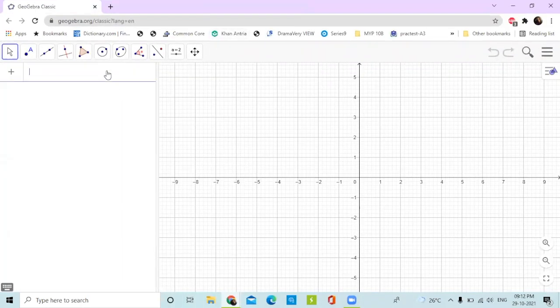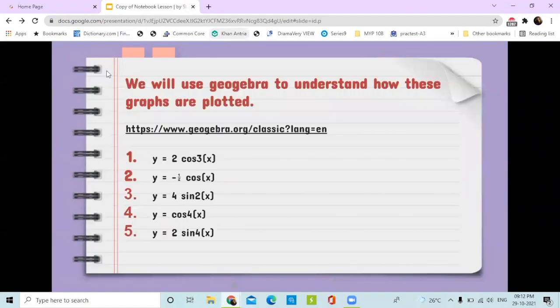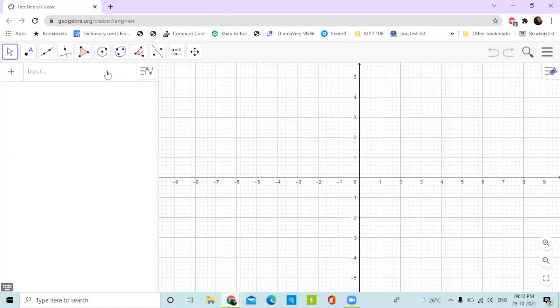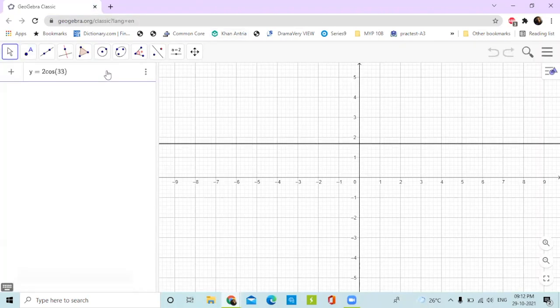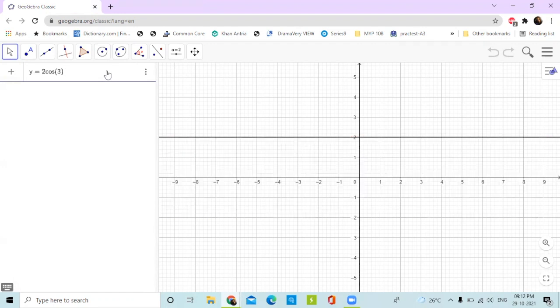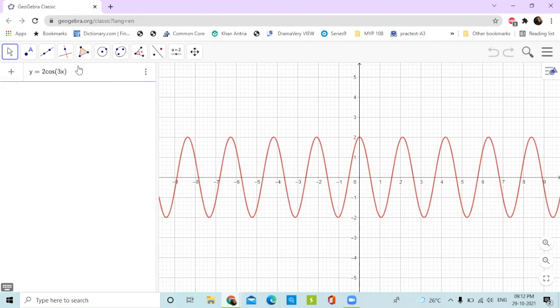Okay, so the first function is y equals 2 cos 3x. So the amplitude here is 2. So the cos wave starts at positive 2 and goes all the way down to negative 2 and repeats this pattern.